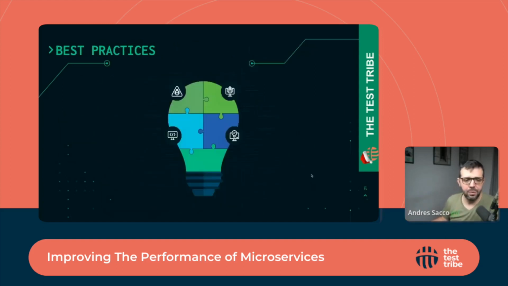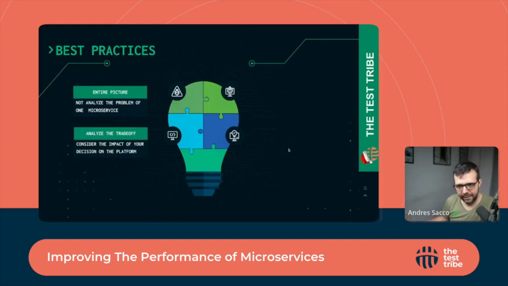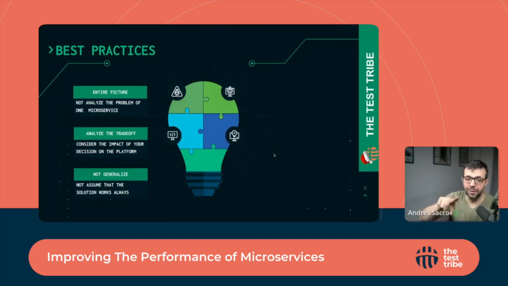Some best practices to finalize my presentation: show or analyze the entire picture, not just one microservice. Try to think about the entire platform to understand what this implies. Analyze the trade-off of each implementation, of each possible decision on the platform. Don't generalize, don't assume that one solution works for all situations. This is connected with the first one. Look at the entire picture.